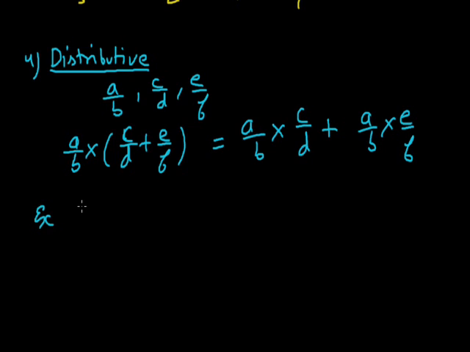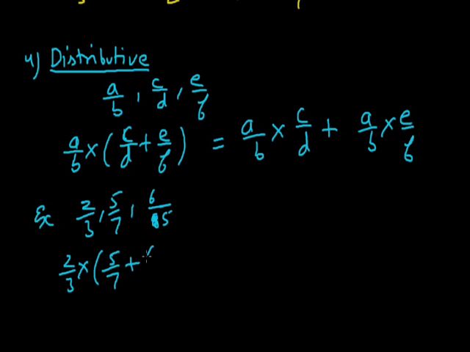Let's say I have rational numbers 2 by 3, 5 by 7 and 6 by 5. Now if I multiply 2 by 3 into 5 by 7 plus 6 by 5 and solve this expression, let's see what I am getting. First of all, we solve the bracket. So the LCM of 7 and 5 is 35.